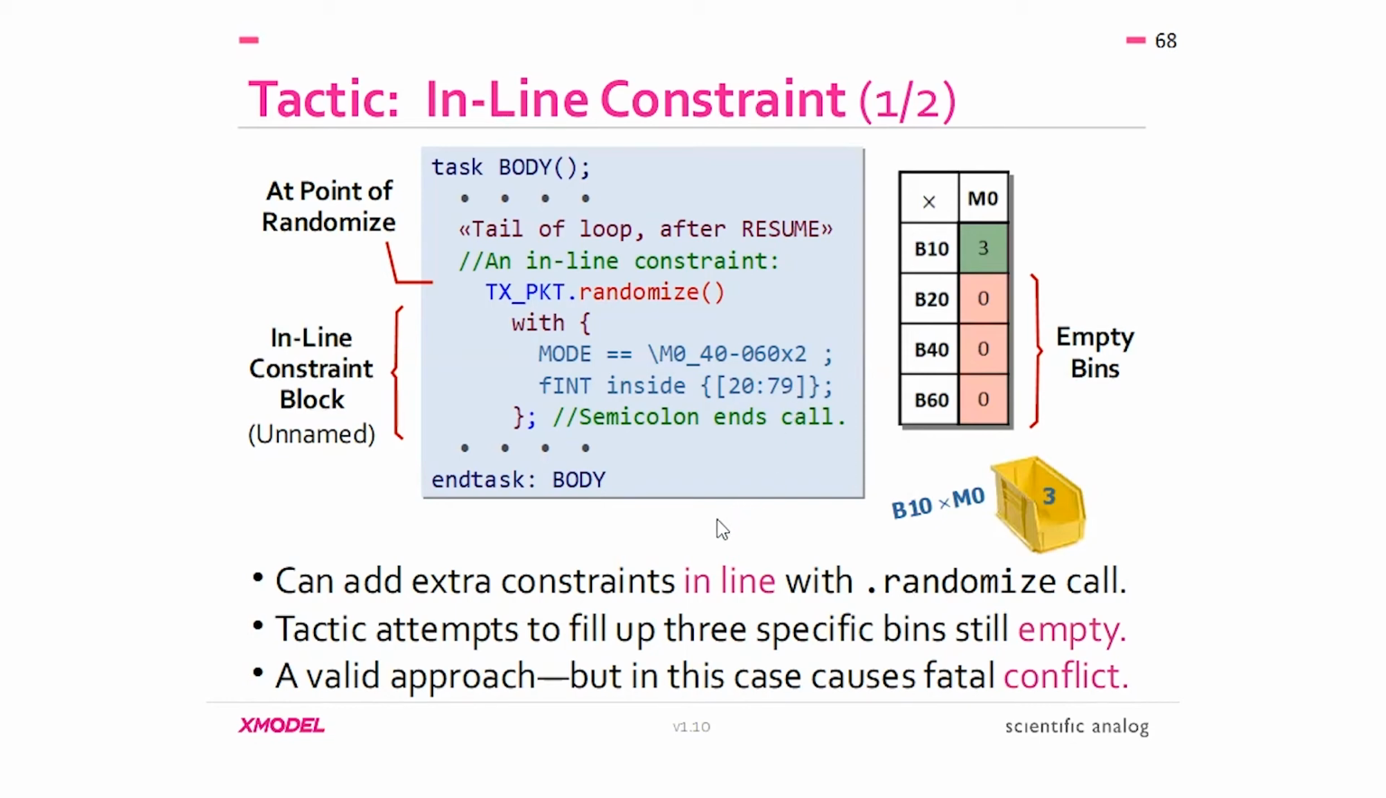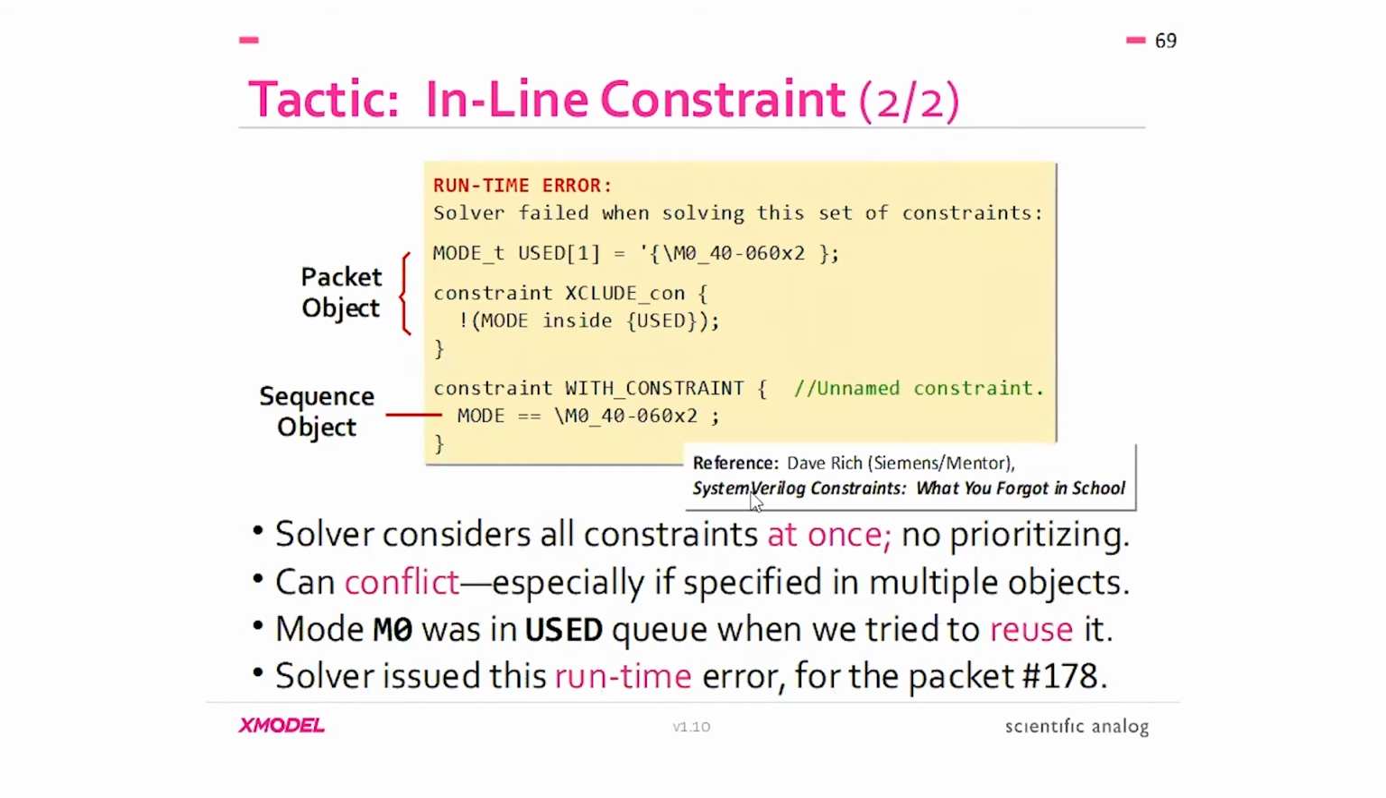This in general can be a very powerful tactic, but in this case it fails. The reason is, as Dave Rich pointed out in his paper SystemVerilog Constraints, constraints can conflict, especially when they're called from multiple objects. So what's happening here is we've used this unnamed width constraint to force the mode to M0, forgetting that we've already got a static queue of used values filling up. And in this simulation run, mode 0 was already used, and so the constraint preventing us from using it again conflicts with the width constraint. We get a fatal runtime error.